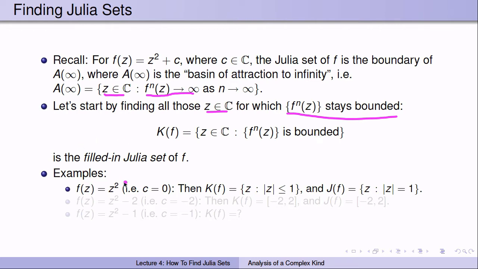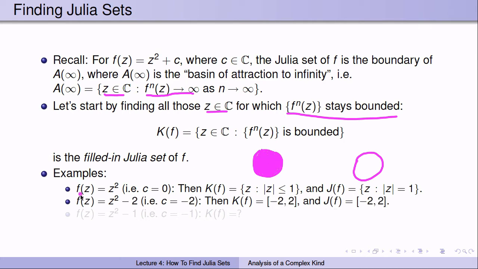f of z equals z squared. We looked at this function during the last lecture. This is the case where c is equal to 0, and we found that the Julia set is the circle of radius 1. Now we also know that points outside of that circle go off to infinity under iteration, and points inside the unit circle are attracted to 0 under iteration. So all points on the circle and inside the circle do not go off to infinity under iteration, remain bounded, and therefore form the filled-in Julia set for the function f of z equals z squared.